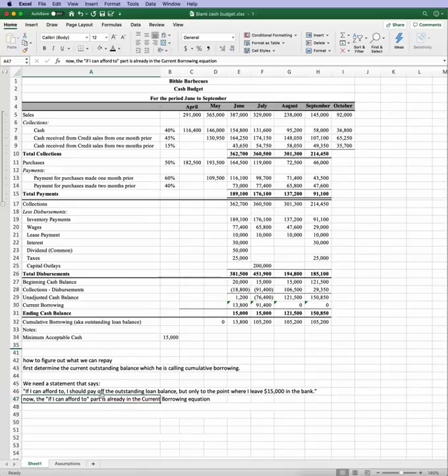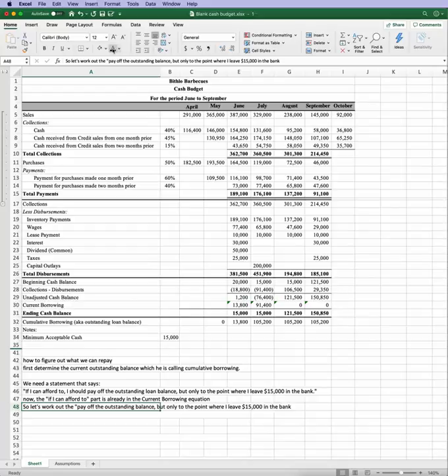Now, the statement is, if I can afford to, that's already part of the current borrowing equation. Our current borrowing equation says if I have less than $15,000 in the bank, then borrow to make up the difference. It's the otherwise piece, the value if false piece. Right now we've got it at 0. We're not going to borrow anything if we don't need to. But we want to set this up so that we can pay it back, right? So if I can afford to, that is, if my unadjusted cash balance is greater than $15,000, and there's an outstanding balance in my loan, then I should pay it off. Okay, the if I can afford to part is already in the current borrowing equation.